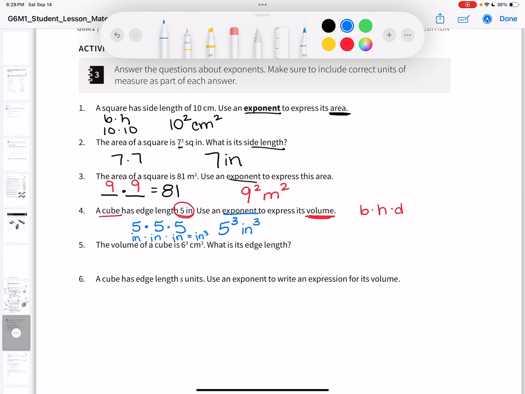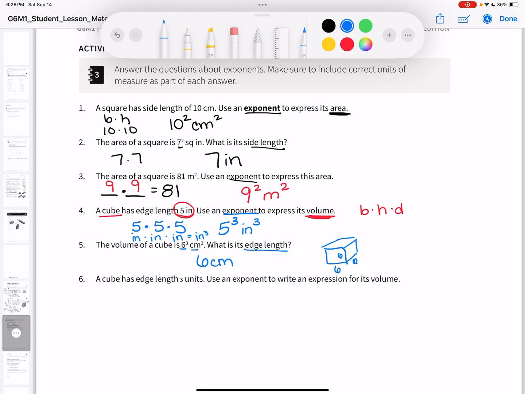The volume of a cube is 6 cubed centimeters cubed. What is its edge length? So again, we have a cube that is 6 by 6 by 6, right? So its edge length would be 6 centimeters.